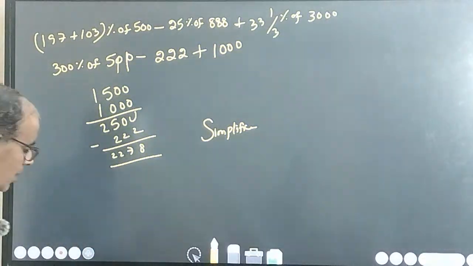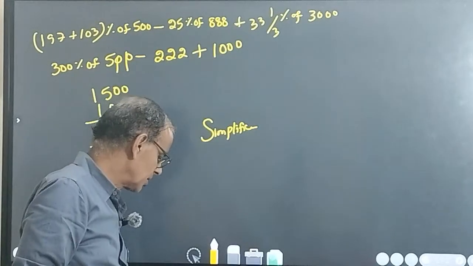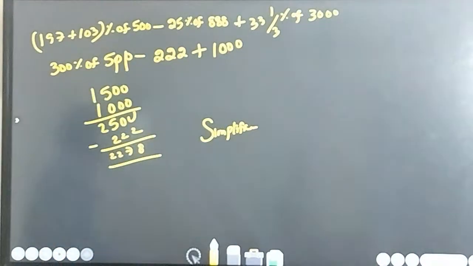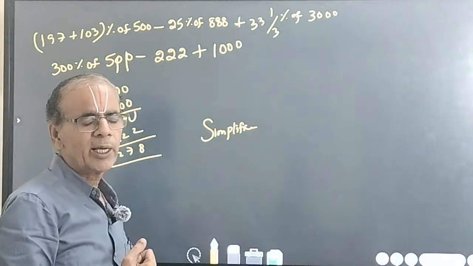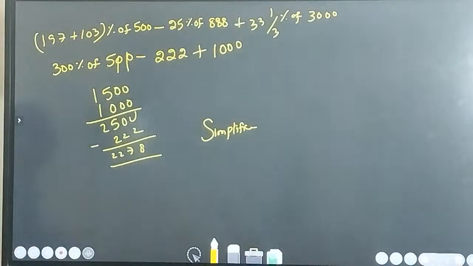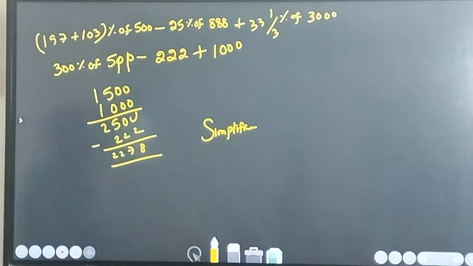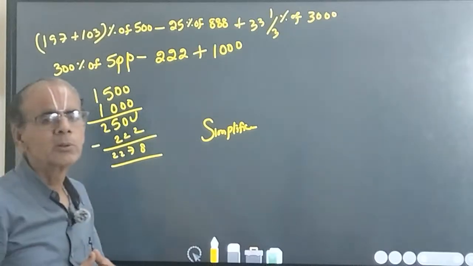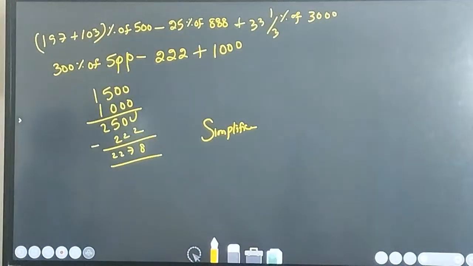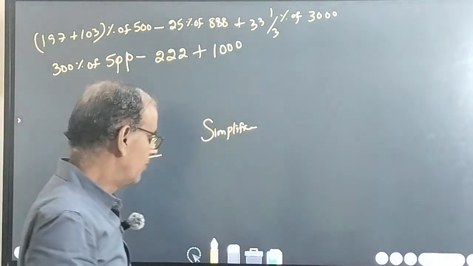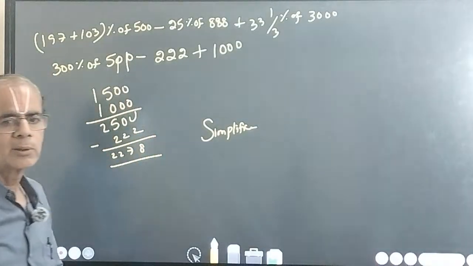So to summarize today's class, try to memorize all tables up to 20, squares up to 20, cubes up to 15. Whatever short tricks I taught in ratio and proportion, percentage, divisibility rules, etc., go through once again and solve the problems. So with that, we conclude today's class.